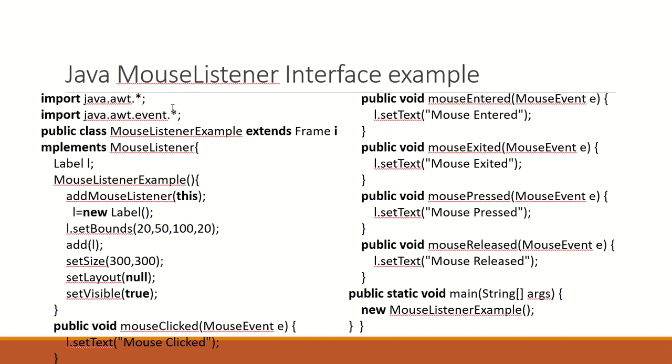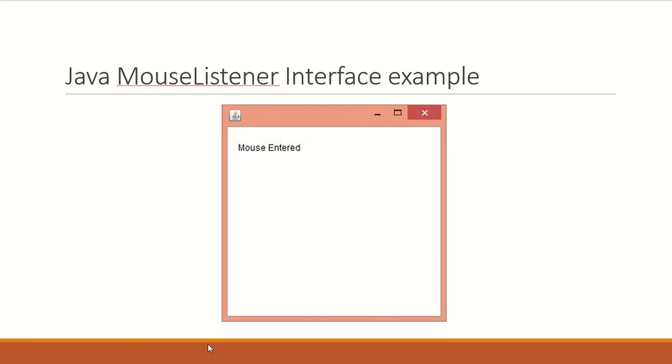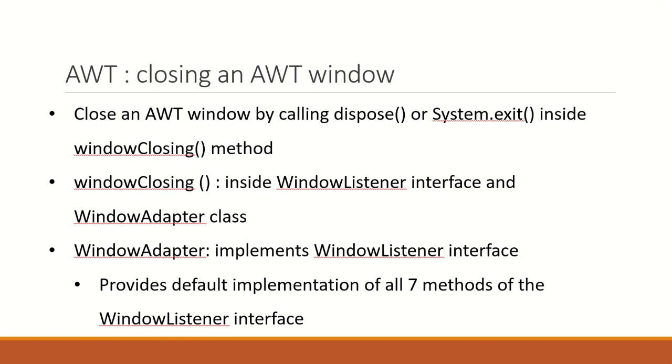All these have to be added as part of the constructor, and we have done that. So that's all about the MouseListener interface. So this will be an example. When the cursor goes inside the frame, it will say "mouse entered". When the cursor goes off, it has to say "mouse exited". Okay. So next is about how to close.